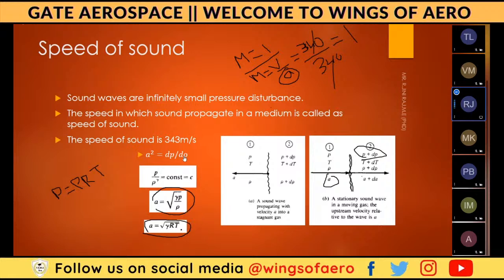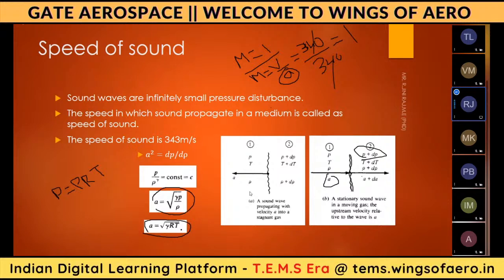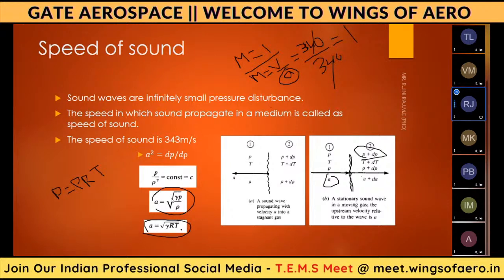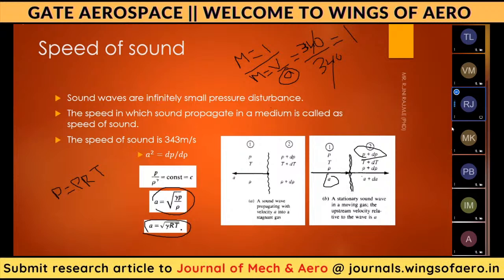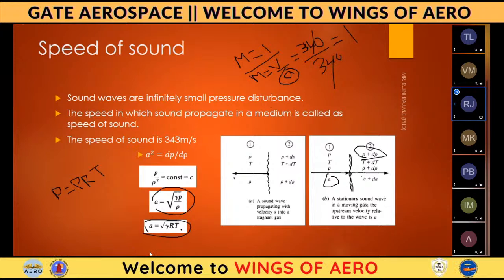Then on the right side we have this stationary sound wave, and that is moving in a gas. That is moving from left to right. Here, the left side diagram, it is moving from right to left, and here it is moving from left to right. So this stationary sound wave is moving at some particular velocity, and that is considered as a. And after some time, the property changes to a plus d rho. There is a minor change in velocity. Sorry, d rho, not da.